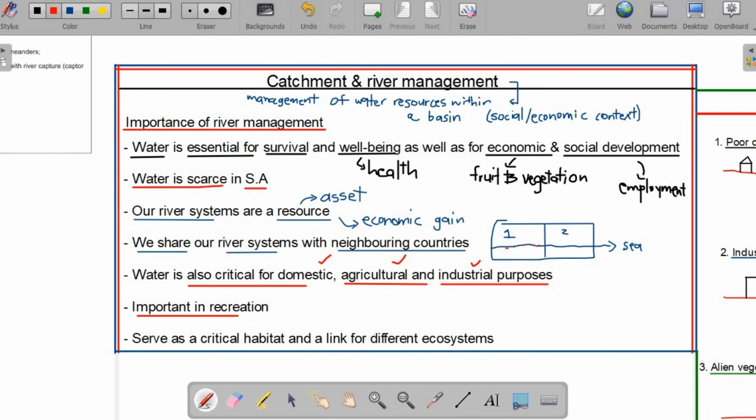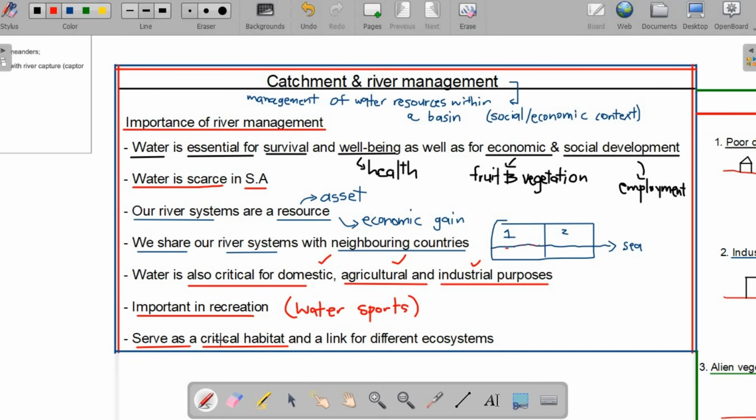Water is important in recreation. So with recreation, we're talking about water sports, which are critical for social development and the economy of these communities that we find in drainage basins, right? River systems serve as critical habitats. You have fish living in this water. You have other animals that are dependent on those fish. You have people dependent on those fish.